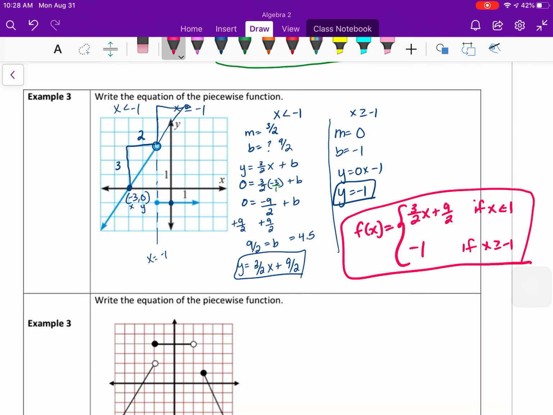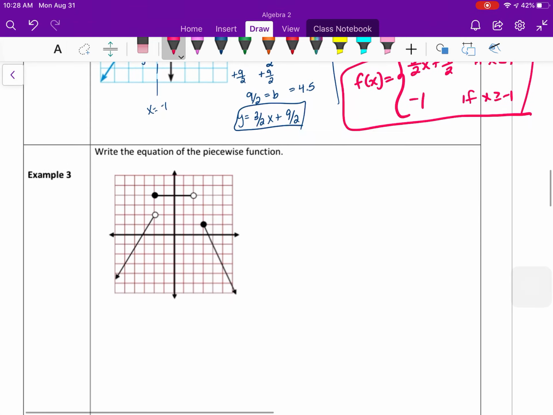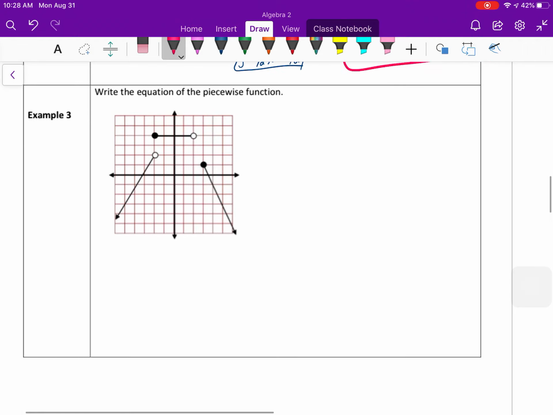All right, we're going to do one more. I know that this is probably getting to be a lot, so if you wanted to pause the video now and try a couple on your own, that's a good idea, or you can keep following along. If you think you got it and you don't need this example, that's great too.